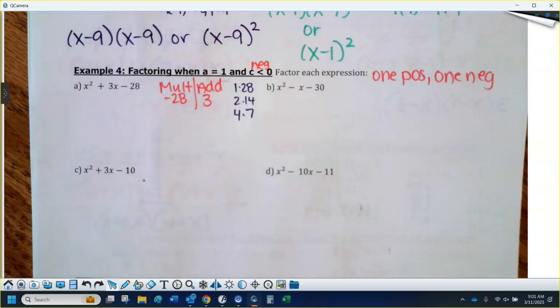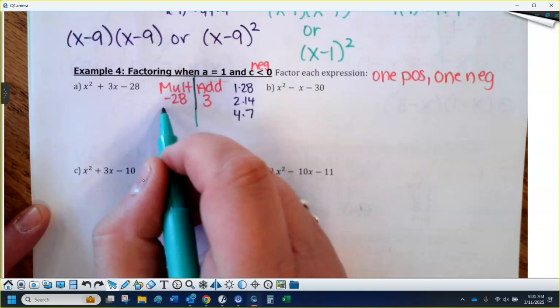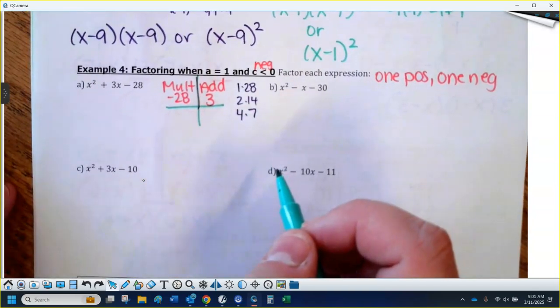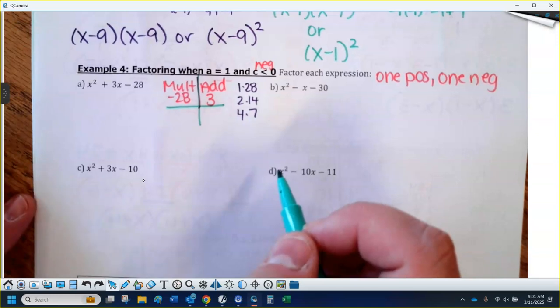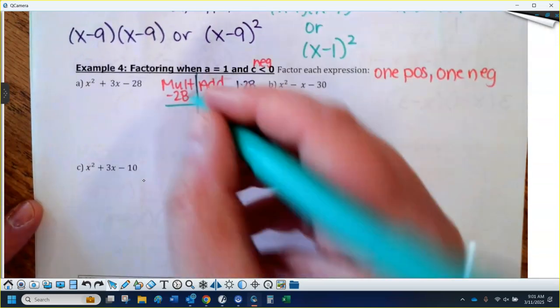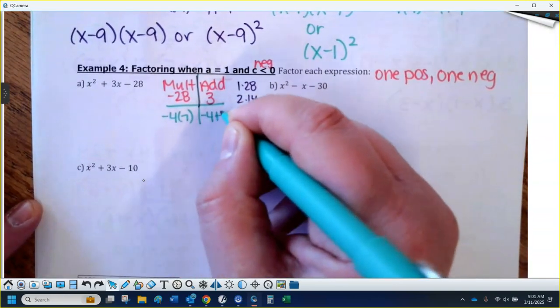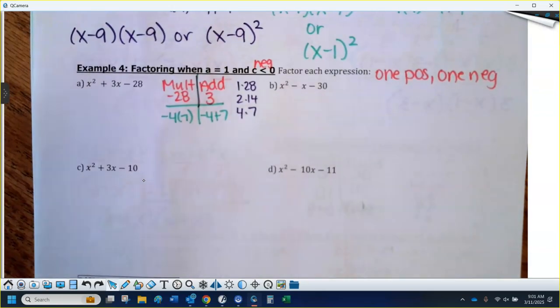Which one has to be positive? I want to add up to a positive 3, so which one would be positive? Yeah, it would be 7. Good. You'd have to use negative 4 and positive 7. Negative 4 plus 7 will give you the positive 3. When I say there's only one combination that'll work, there's only one. If you did negative 7 and positive 4, that number in the middle would be negative 3. So you've got to think about it for a second.